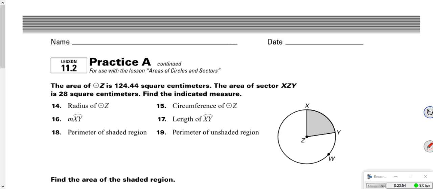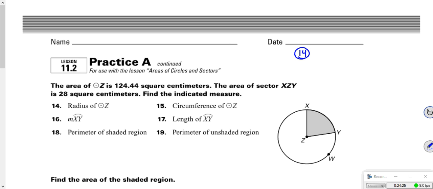On the backside, I'm going to do just a couple. Now, 14 through 19 are interesting. It says the area of circle Z is 124.44 square centimeters. The area of sector XZY is 28 square centimeters. Find the indicated measure. Now, let's do number 14, but I'm going to do it over here, so give me a little more room. So this is number 14.